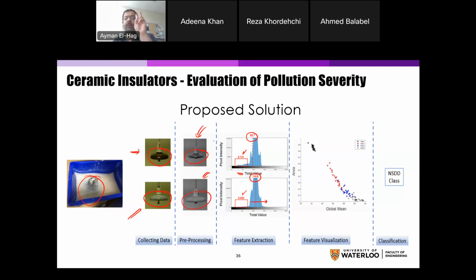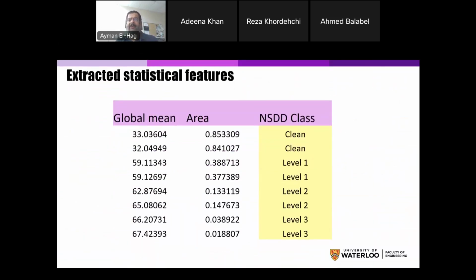So we took these two features only, and when we draw them against each other, the global mean and the area of the first 50 tonal numbers, we have identified 4 levels of NSDD. We see that the clean one is isolated from the others, but you can see here that the classes are separable. So we are expecting to see a good evaluation. This is how the feature vector looks like. We have a global mean and we have an area. These are just numbers, and here are the classes: clean, and we have the four levels.